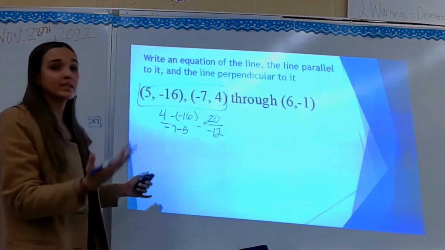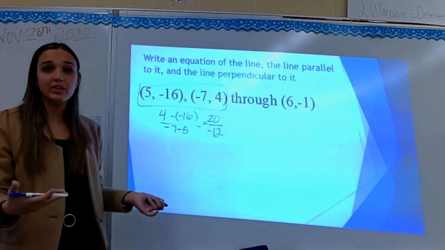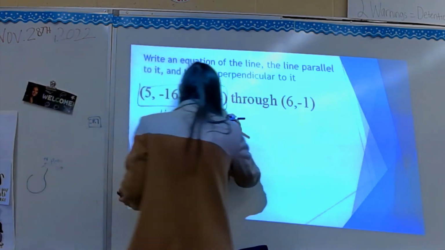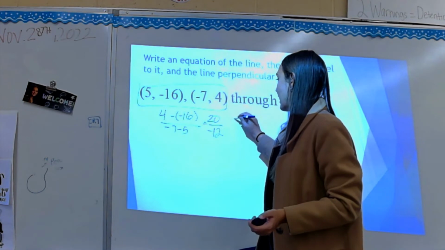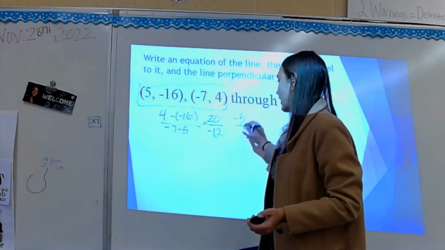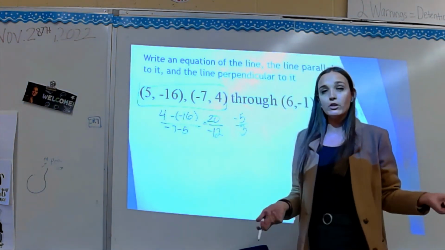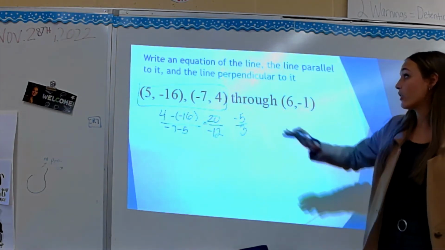So now we have to simplify that though. That's not a proper fraction simplified. So I'm going to divide by 4 and I get negative 5/3 as my slope. So we have our slope. We now have to create our original equation.